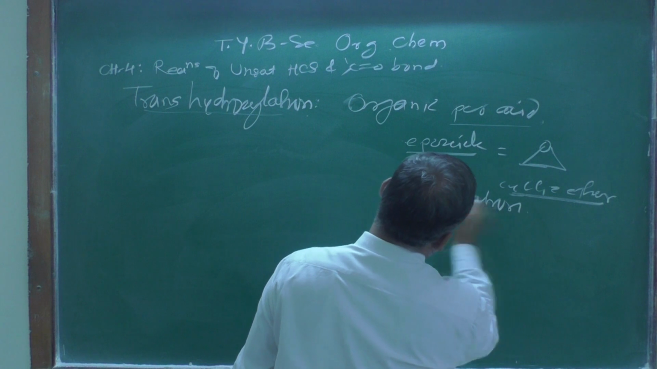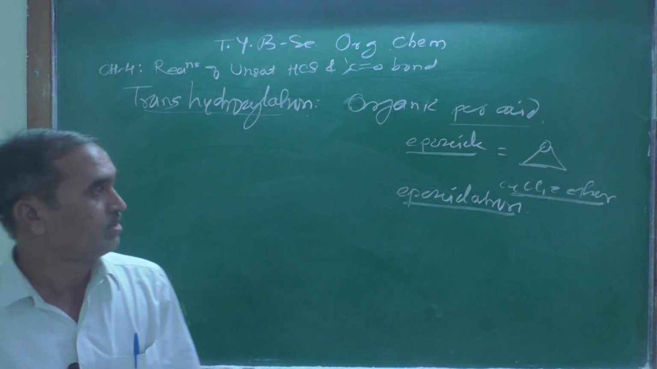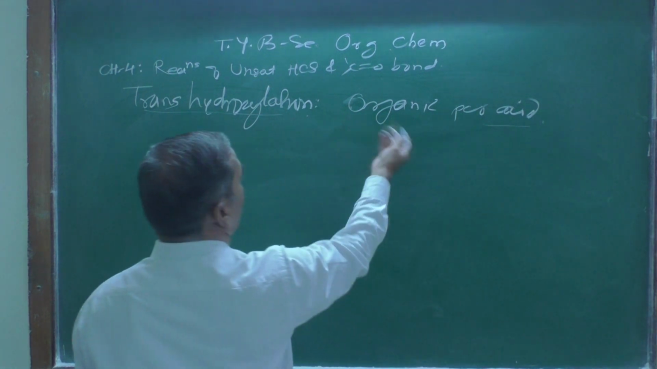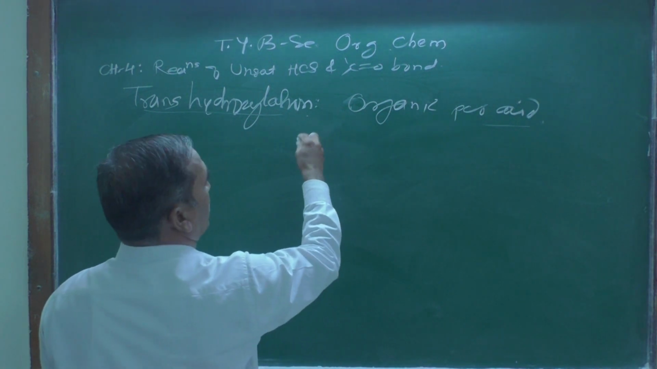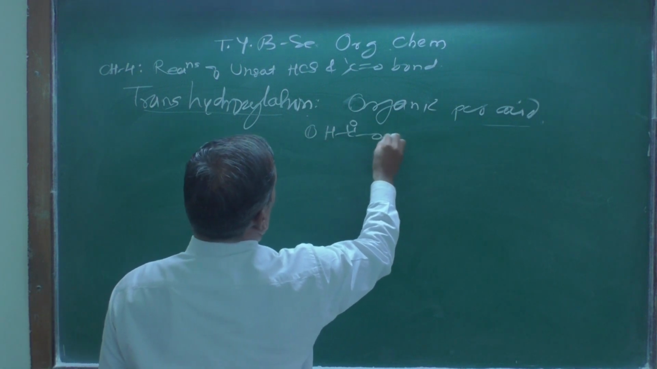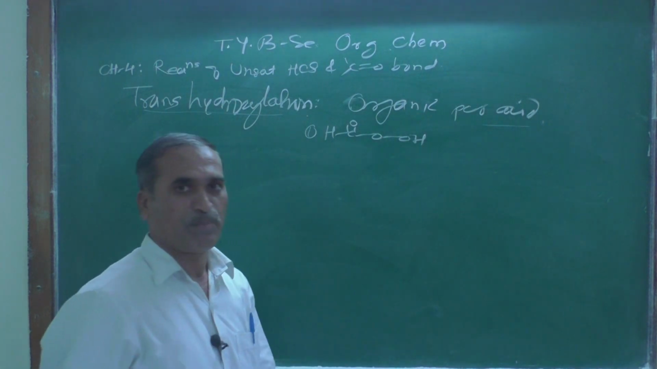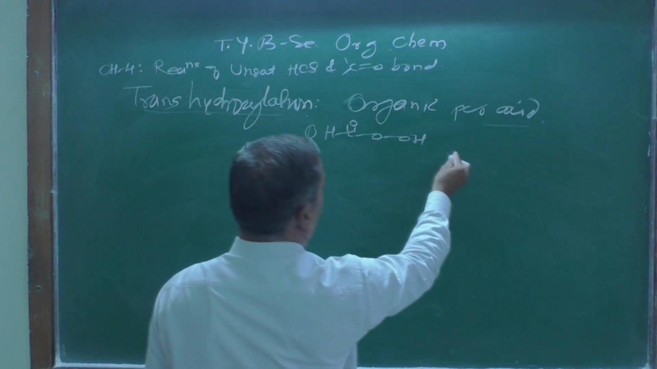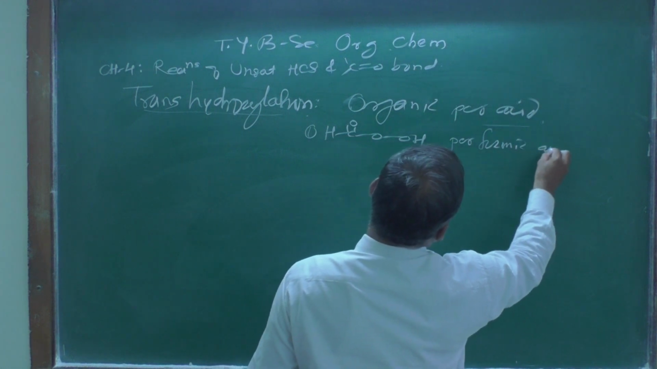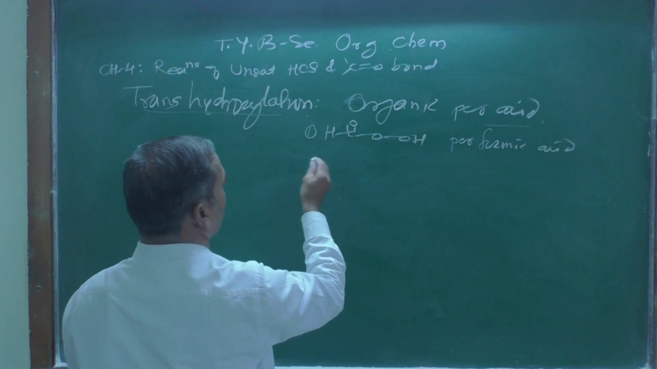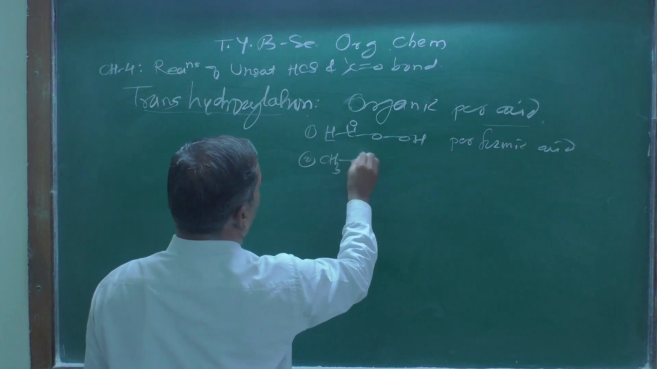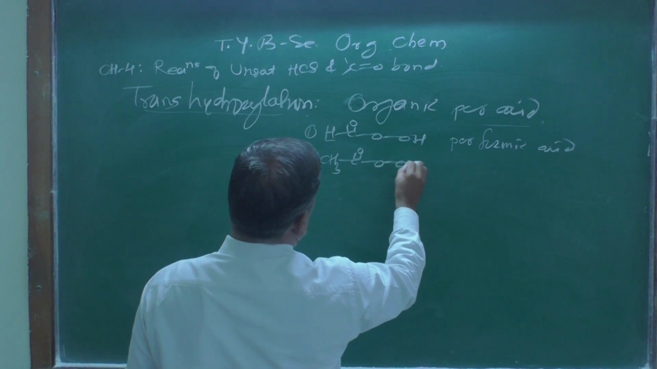The reagent generally used here is a per organic acid. Suppose we have HC double bond O and OH. This is called a per acid, and its name is performic acid. Suppose you replace the H by CH3, you will get peracetic acid.